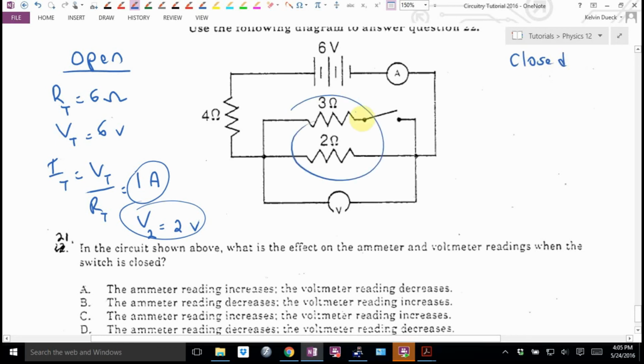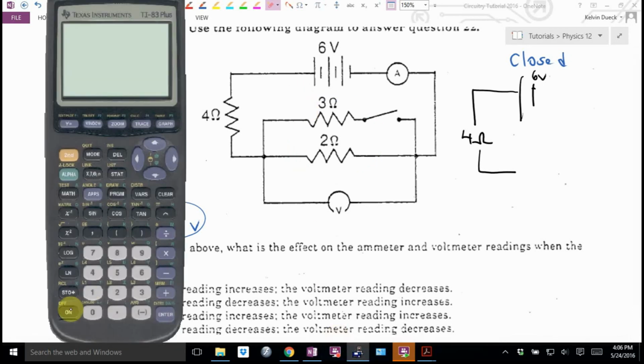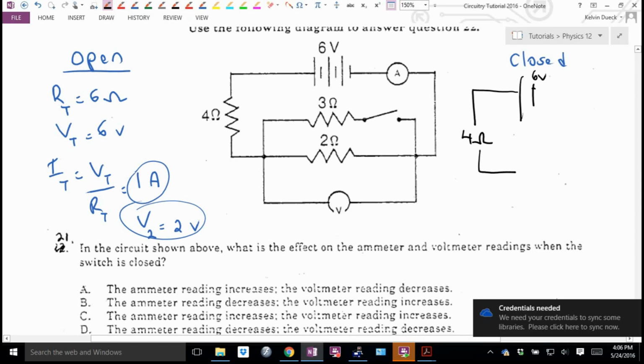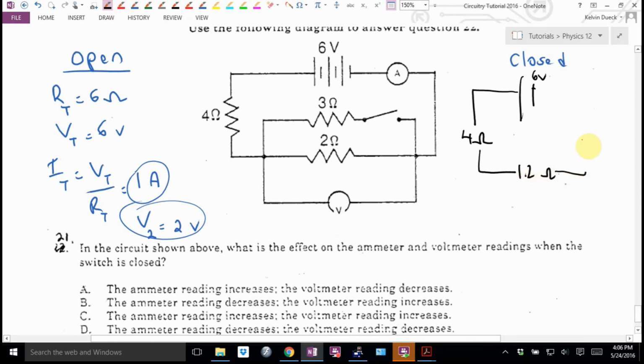Now, these two are in parallel. Now, what I have is a 6-volt battery and a 4 ohm resistor. How will I combine the 3 and the 2? It's going to be the reciprocal of 3 plus the reciprocal of 2, then the reciprocal of that. Not too bad an answer. 1.2 ohms. That's the mathematical equivalent when it's closed.